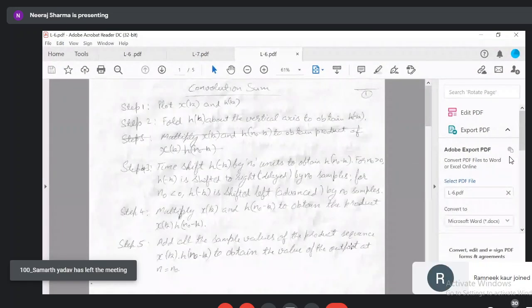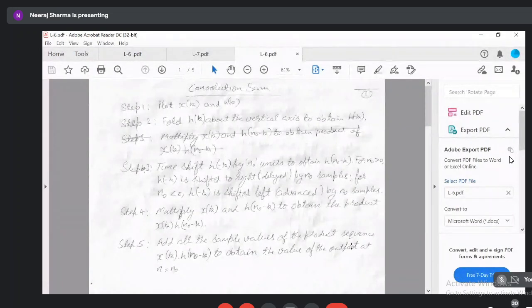So these are the steps which are involved to find the convolution sum. There are 5 steps, and with the help of these 5 steps, you can find the output of any DT LTI system, where DT stands for discrete time and LTI stands for linear time invariant system, right? So you can find the output of any DT LTI system with the help of these 5 steps which come under the convolution sum formula or convolution sum procedure.